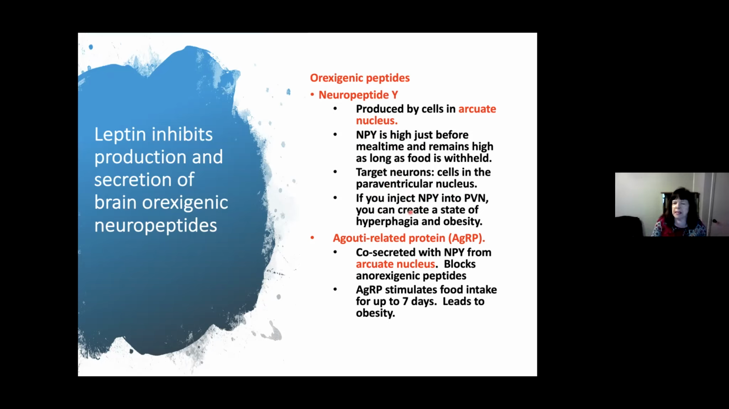You can become obese. Another orexigenic is agouti-related protein. It's got a weird name, but it is co-secreted from the arcuate nucleus. What it does is block anorexigenic peptides, and I'll tell you what those are in a minute. If you give AGRP, that will stimulate food intake for up to 7 days. And again, both of these peptides can lead to obesity.